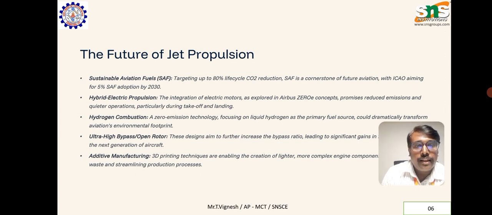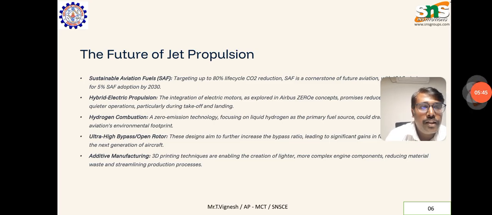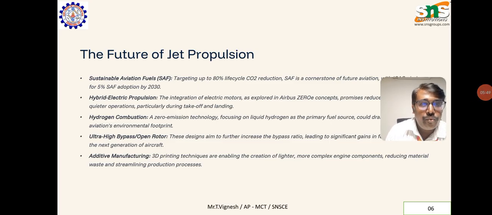3D printing techniques are enabling the creation of lighter, more complex engine components, reducing material waste and the overall aircraft weight, and it also streamlines the production process. So this is the future of jet propulsion. And this is all about jet engines and their future.